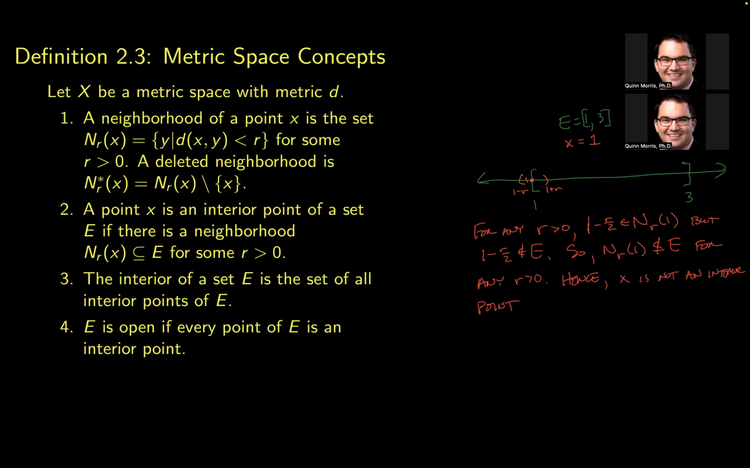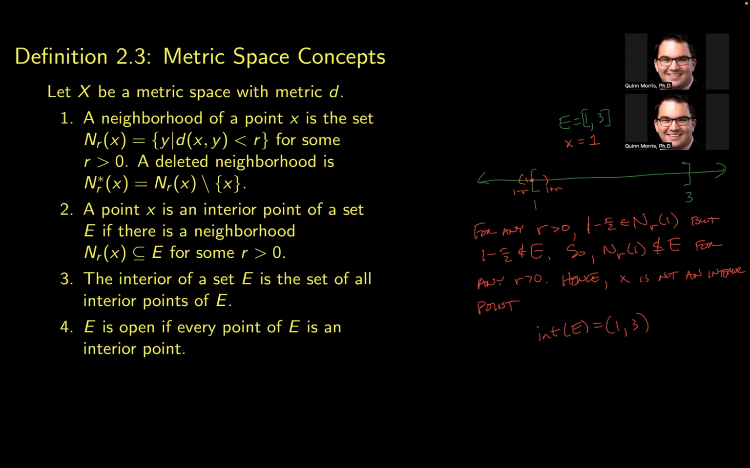3 and 4 are fairly, they're just definitions. So if we take a set E and we take all of its interior points, then we call that the interior of E, right? So for example, in this set, the interior of E would be the open interval (1, 3).